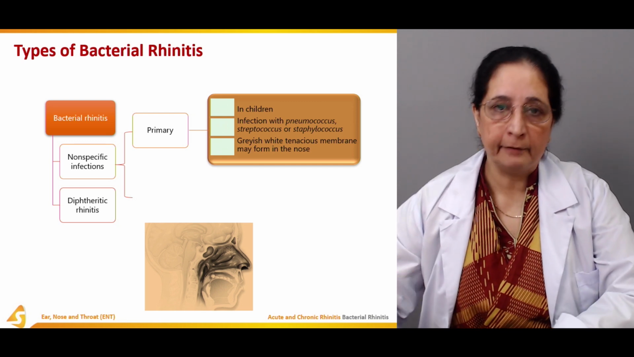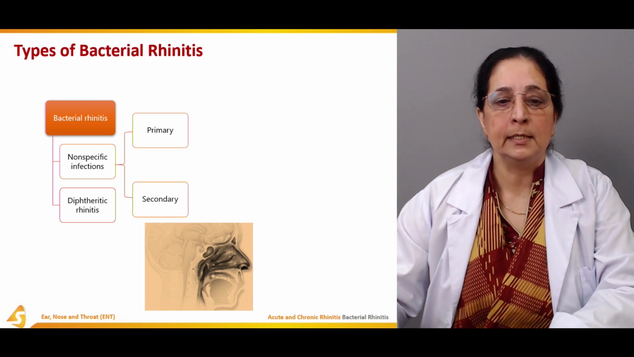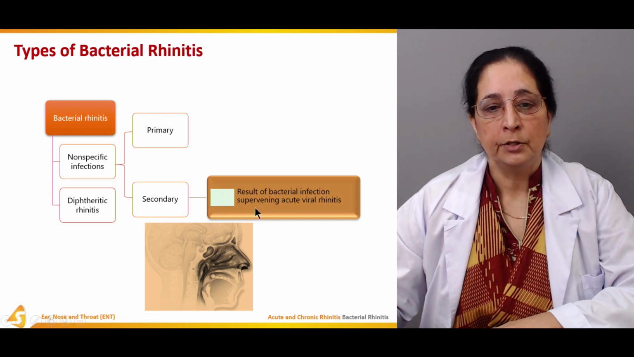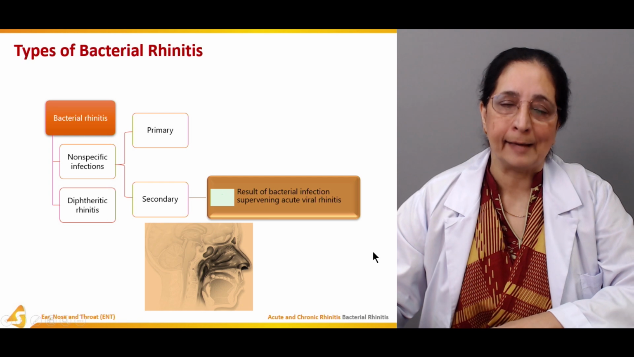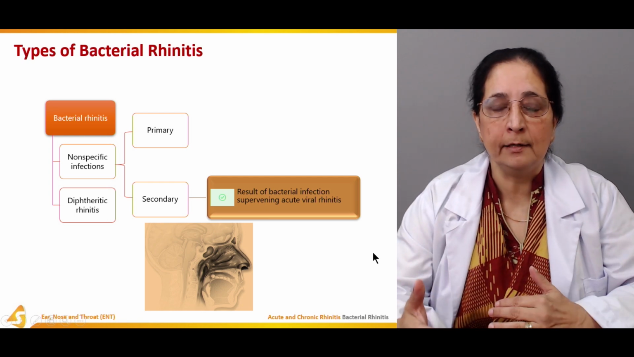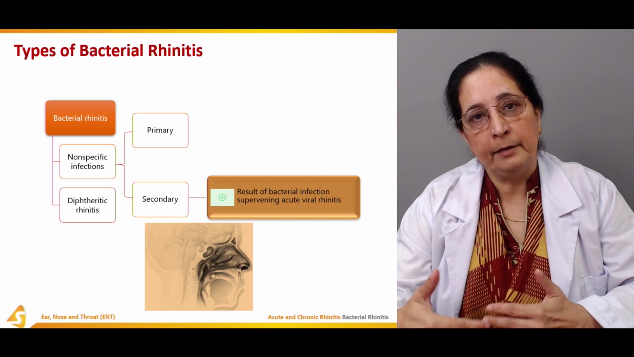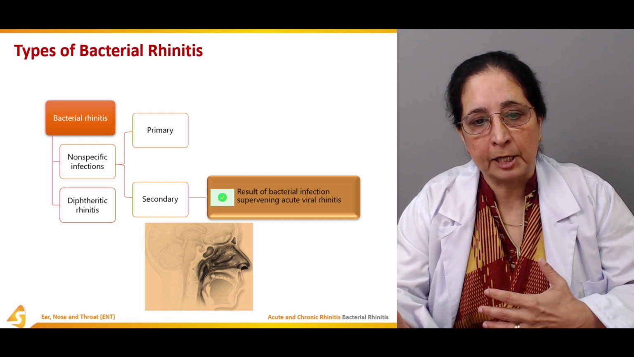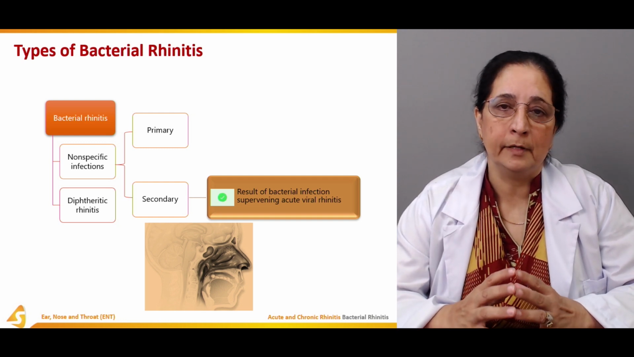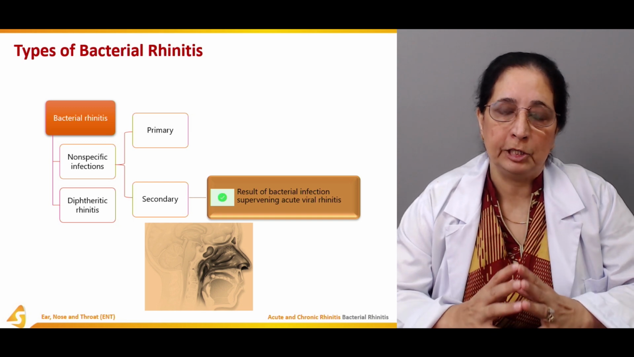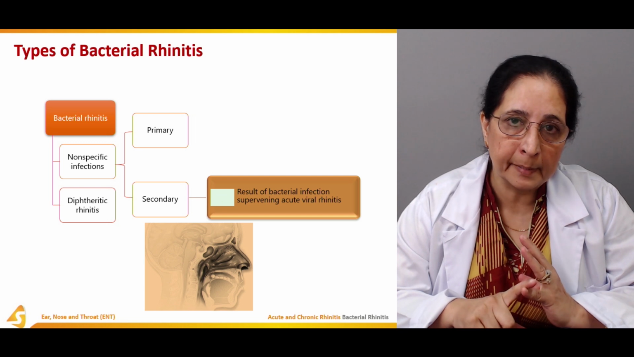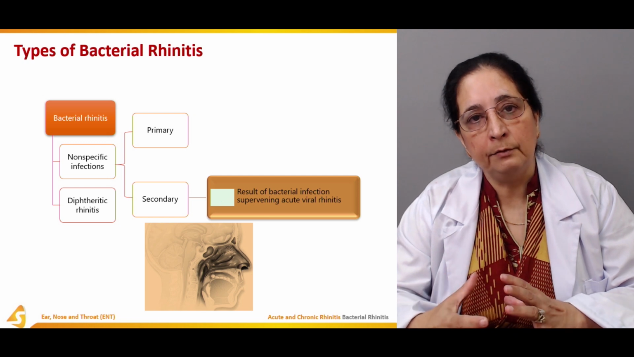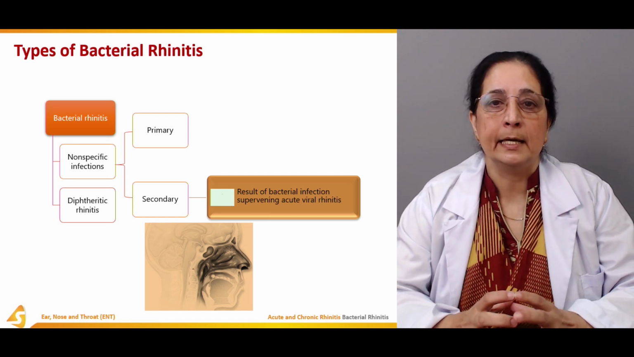Non-specific infections are primary, and also secondary, and secondary is the result of bacterial infection supervening on acute viral rhinitis. As the name shows, in secondary, a viral infection is already present, and then there is a supervening bacterial infection. So bacterial infections we divide into non-specific type and diphtheritic type. Non-specific is further divided into primary and secondary.